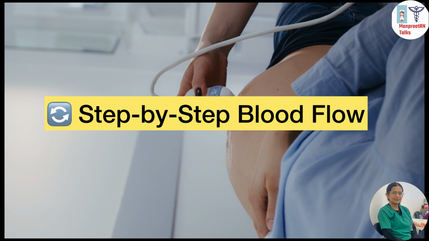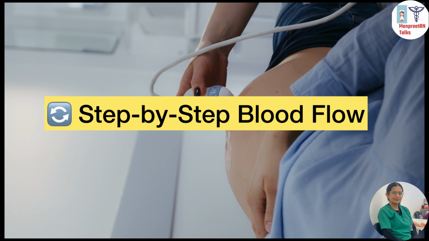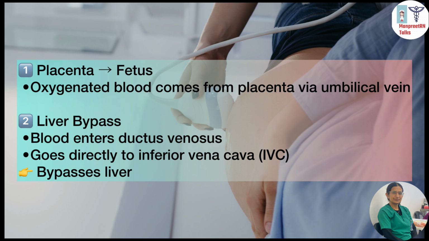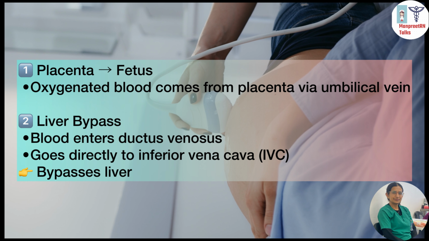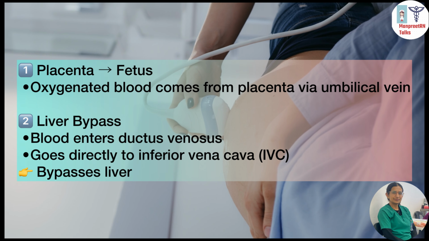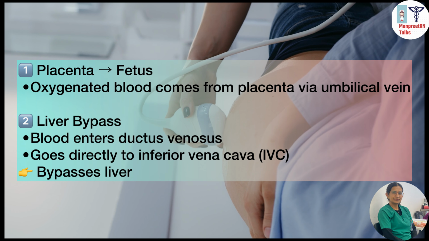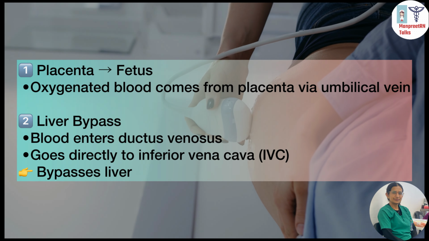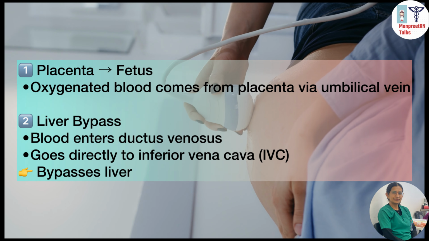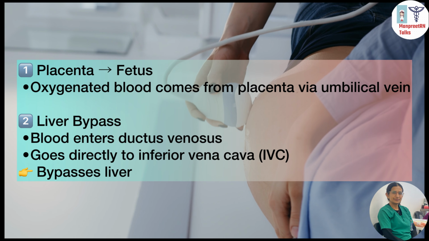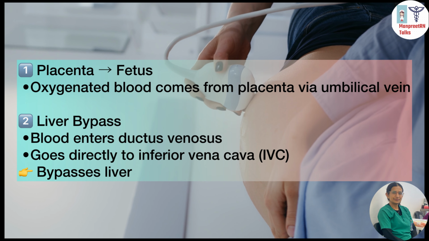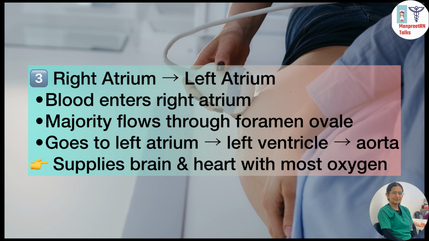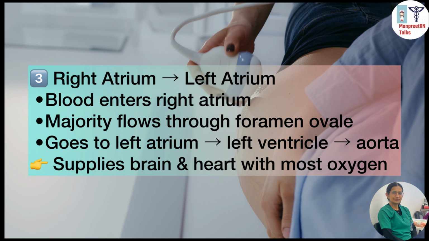Now the step by step blood flow for NCLEX. First, from placenta to fetus: the umbilical vein carries oxygenated blood from the placenta. Second, liver bypass: blood enters the ductus venosus that goes directly to the inferior vena cava. It bypasses the liver. After that, third, blood goes from the right atrium to the left atrium.